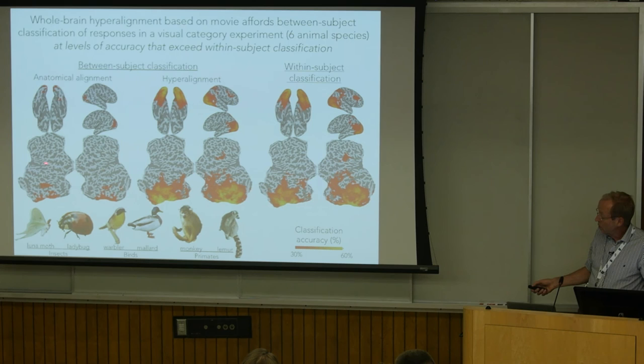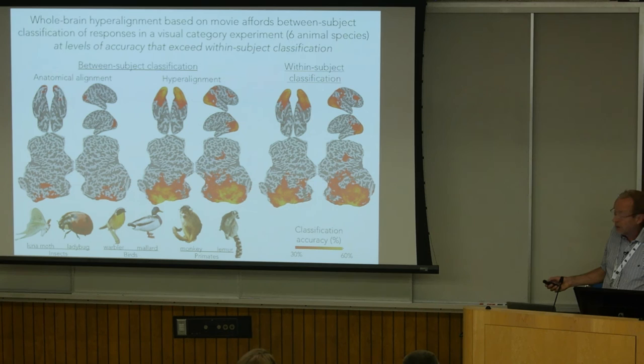Between subject classification analysis, after anatomical alignment, shows classification that exceeds 30% in early visual cortex and lateral occipital cortex. After hyperalignment, we see classification in early visual cortex, ventral temporal cortex, lateral occipital cortex, much more extensive. And this is the within subject analysis. And you can see that these patterns are almost exactly the same, with almost exactly the same temperature, reflecting the level of classification accuracy.